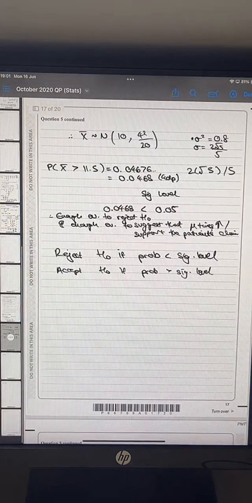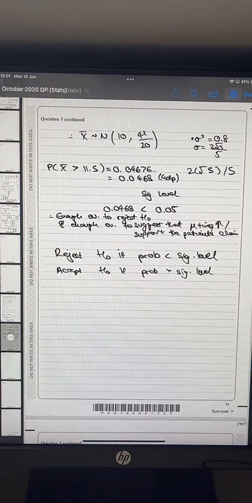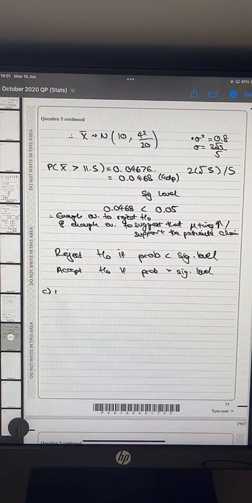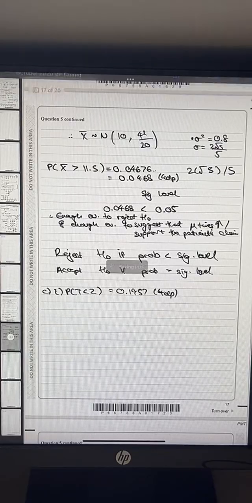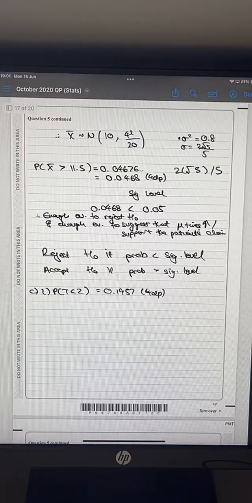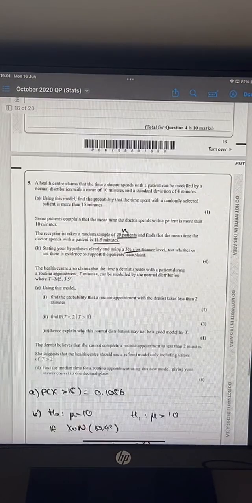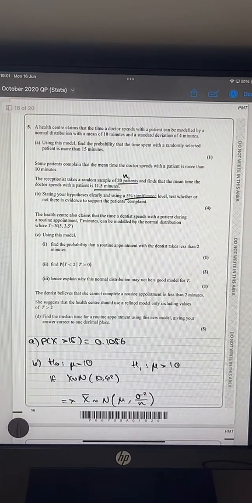Alright, cool. I love when it goes away. I'm just going to write the answer. C(i): the probability that T is less than 2 is equal to 0.1957 to 4 dp. Alright, so we should all know how to do a normal distribution probability in our calculator. So now part 2, find the probability that T is less than 2 given T is greater than 0.